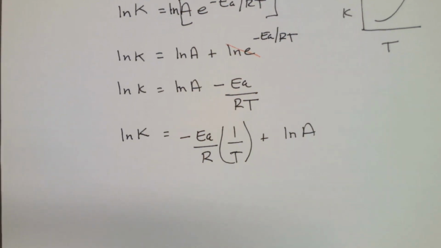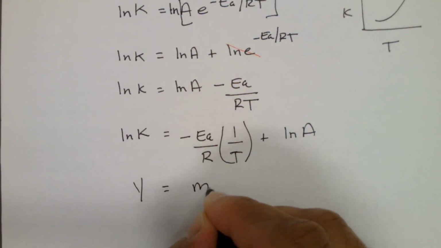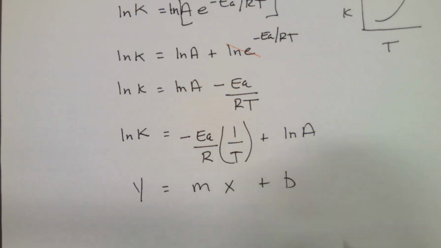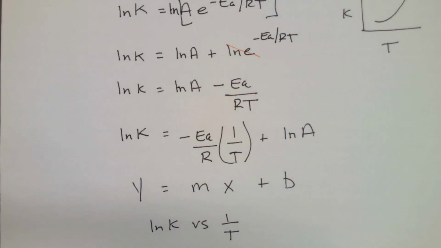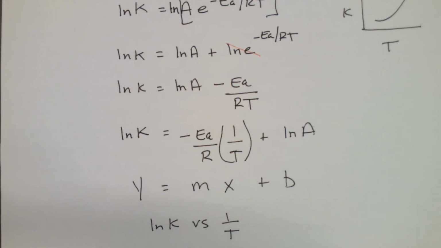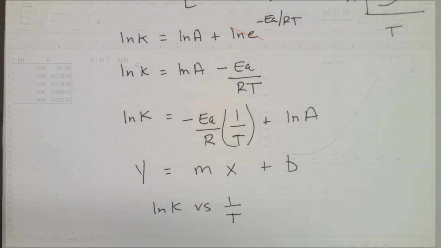And if you look closely, you'll find something interesting. This turns into a really nice simple equation, y equals mx plus b. So by plotting the natural log of k versus x, which in this case is 1 over T, should give us a straight line. So let's go ahead and show that.